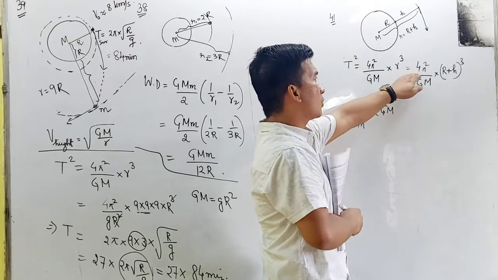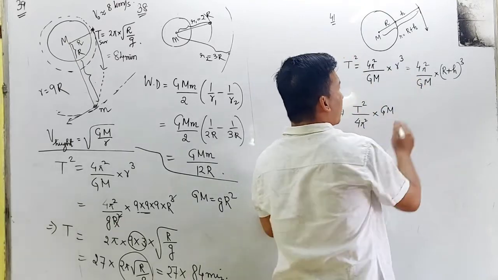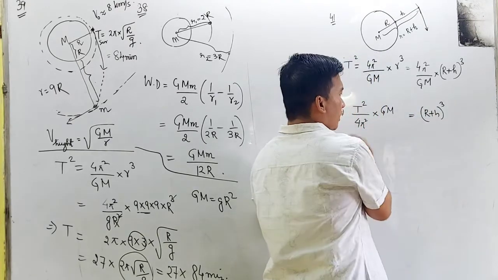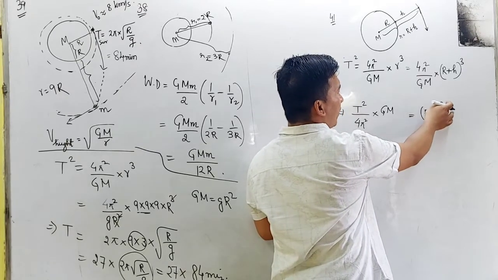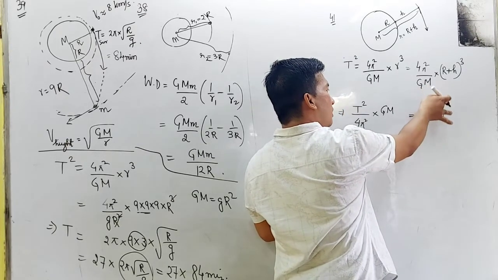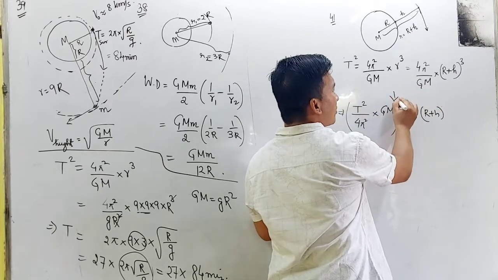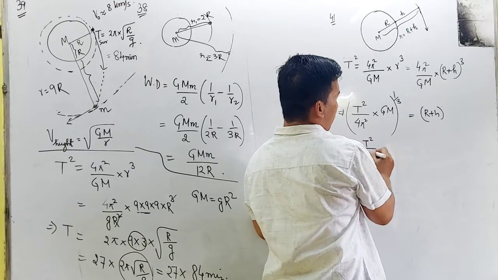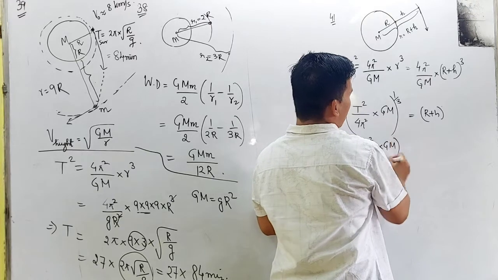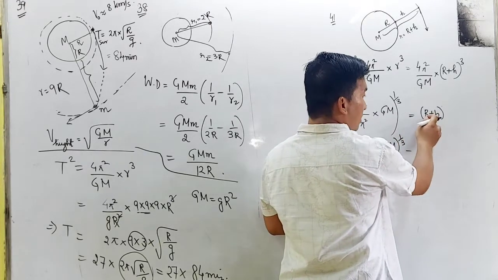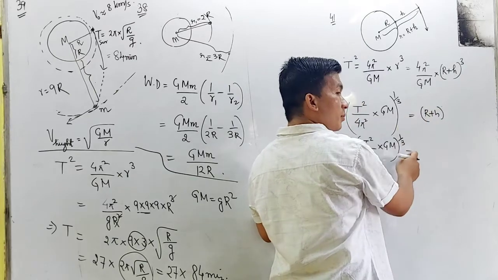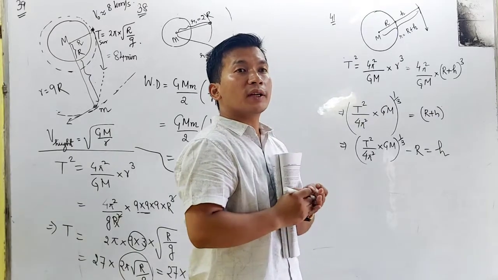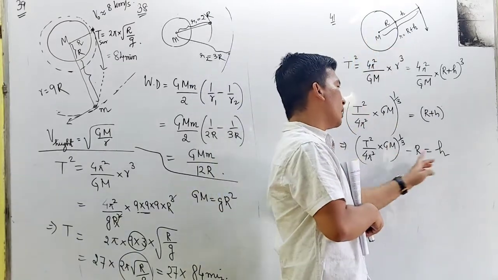We are left with (R plus h) cube. In order to remove this cube, we take the power 1 by 3. So R plus h will be equal to T square divided by 4 pi square into capital G capital M, raised to power 1 by 3. When R is transferred over here it becomes minus R, and this is equal to h. The height of the communication satellite above the earth surface will be equal to this expression.